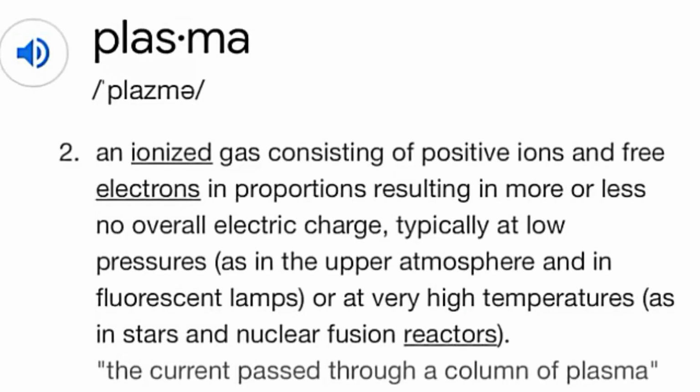Plasma: an ionized gas consisting of positive ions and free electrons in proportions resulting in more or less no overall electric charge. So, as you can see, like I said, the professor was right. Now, just in case you are still confused on how the transparent moon works with the sun, I'm going to demonstrate it for you as simply as I can.